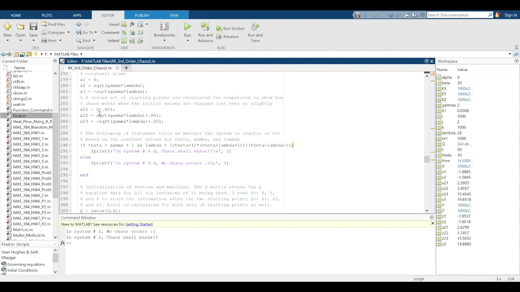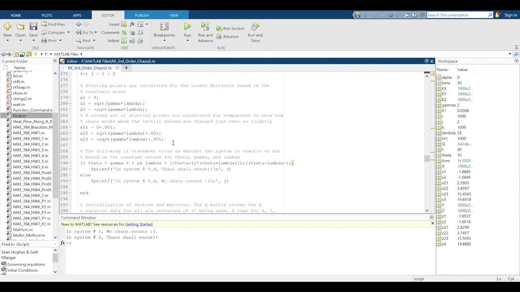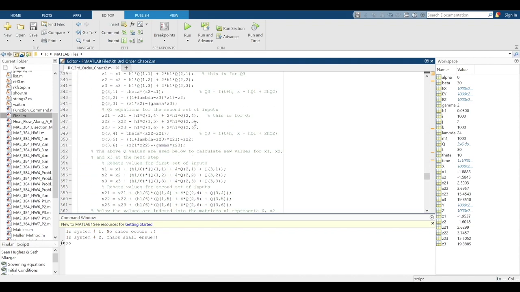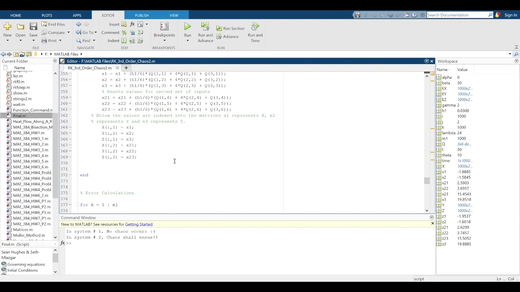And so I ran this code with different values of x1, x2, and x3 for 0, and then you have 0 plus 0.001 to compare, showing how even if there are slightly different initial conditions for a chaotic system, it's going to come out completely different. And so I run through this code again. Let's go ahead and run this and see what we get.